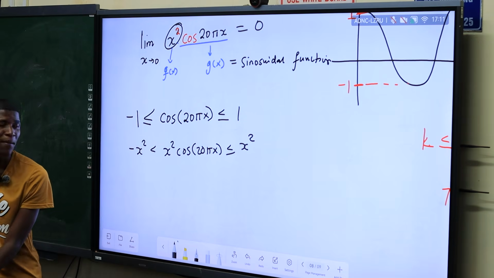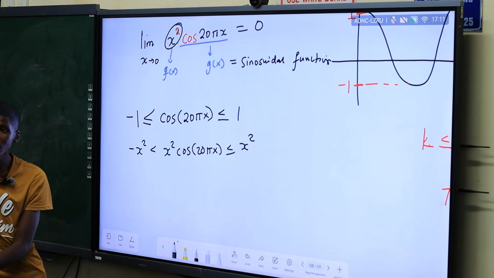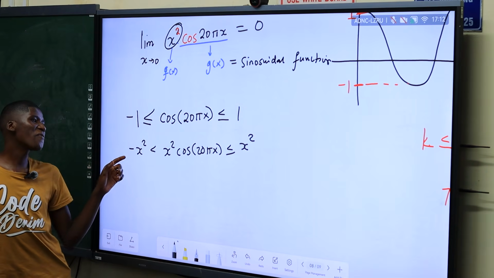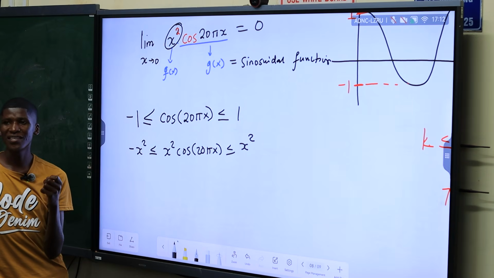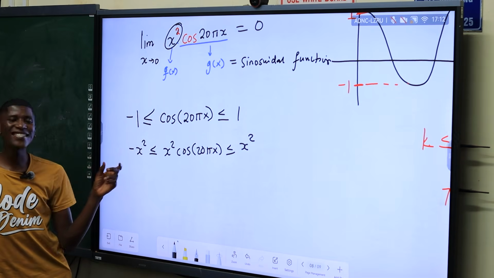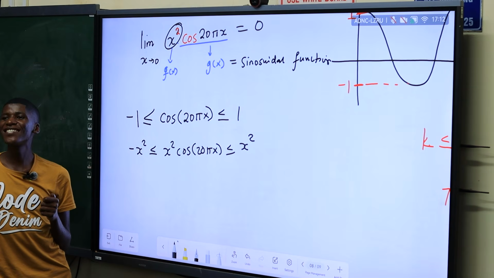How do we do it? Substitute. If you're having an inequality, how do you introduce a limit? We put the limit throughout the inequality. We say the limit is distributive over the inequality. The limit is distributive.